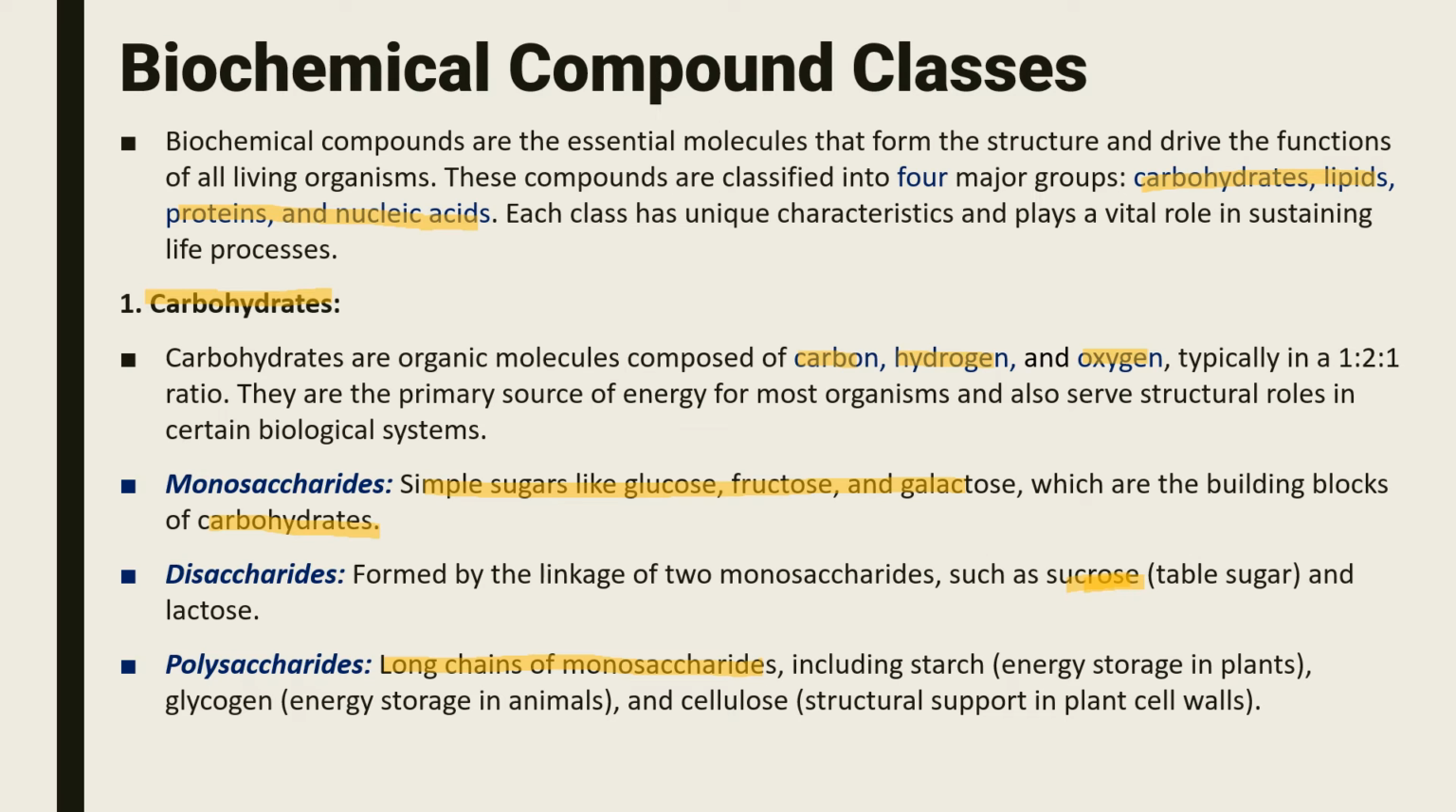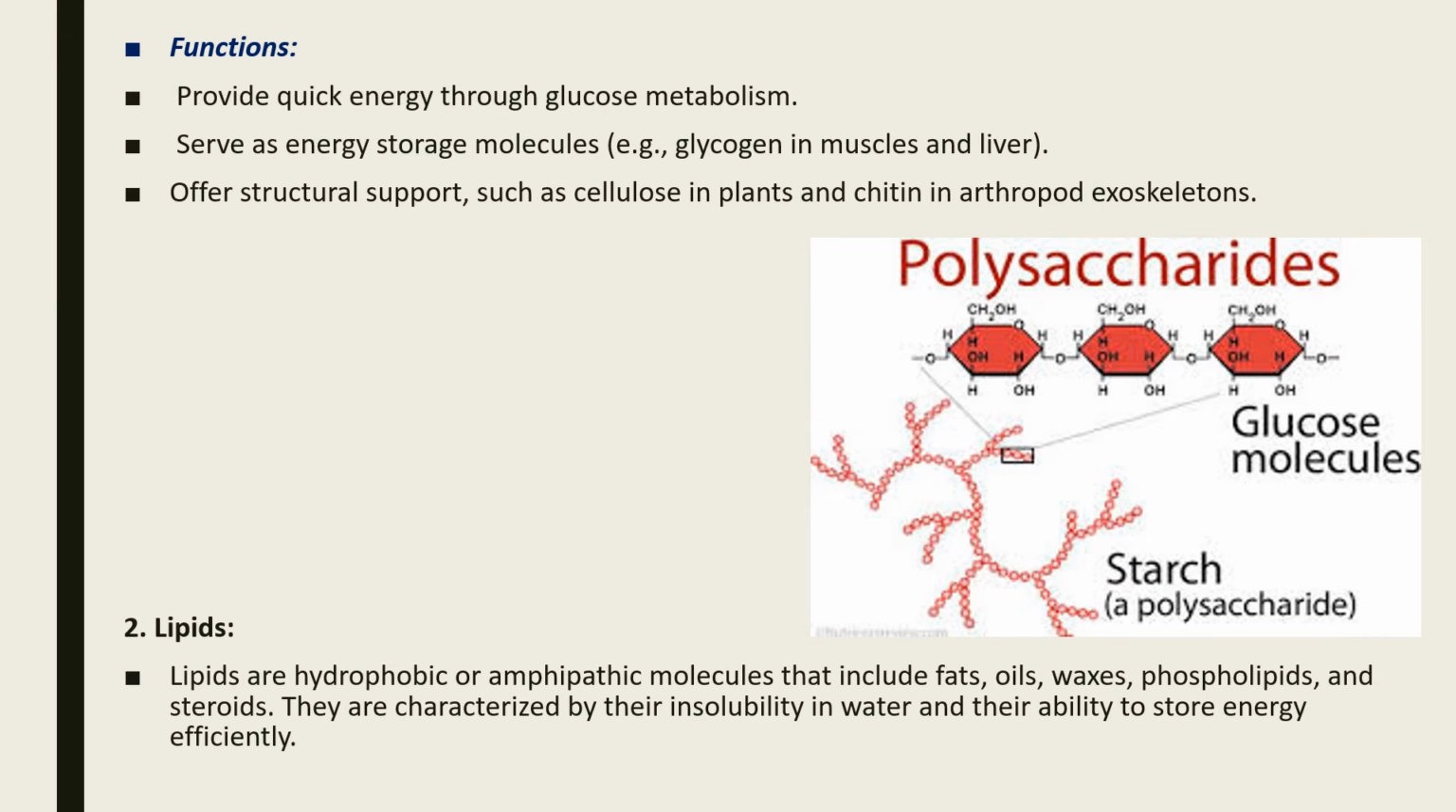They form polysaccharides. The best examples of polysaccharides are starch, glycogen, and cellulose as well, which gives structural support in plant cell walls. Its function is that it provides quick energy through glucose metabolism, fast energy, and it serves as an energy storage molecule, for example, glycogen in muscle and liver.